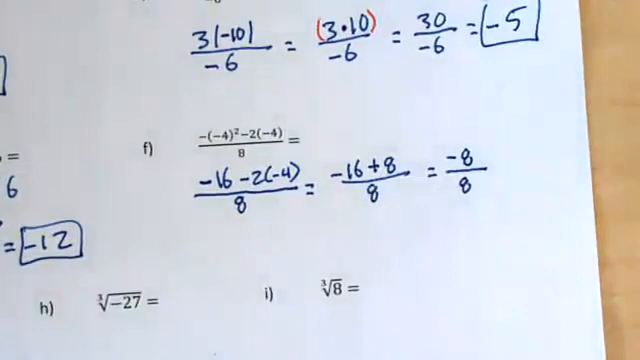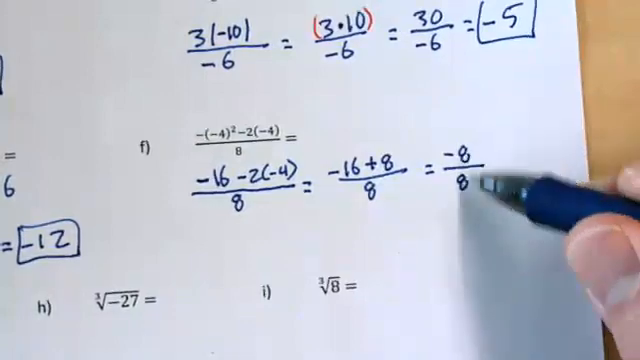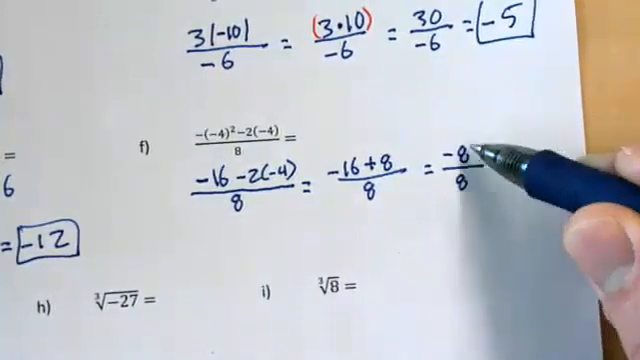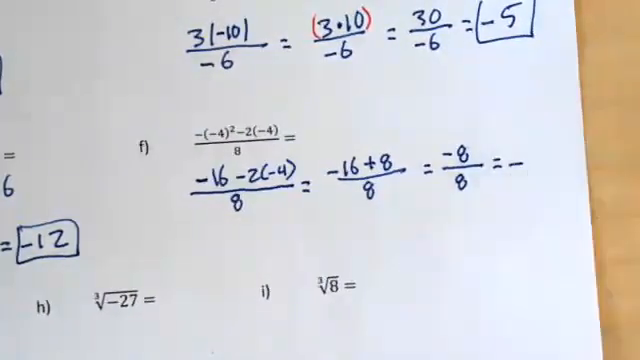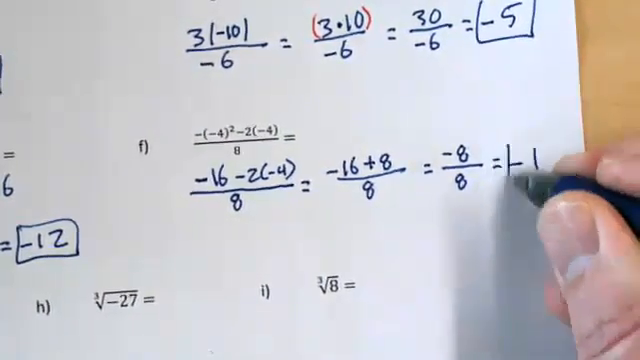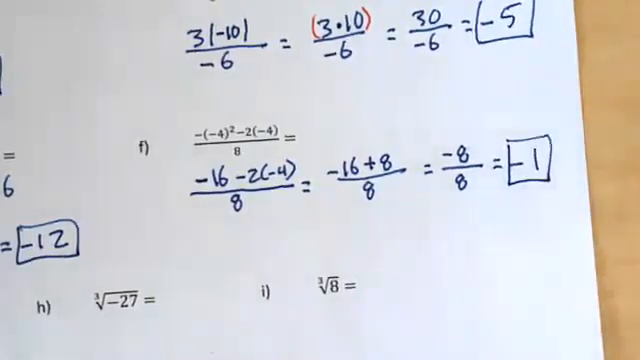And now that we've got it down to a single number in both the top and bottom of the fraction, we can go ahead and do our division. So we've got a negative divided by a positive. That's going to give us a negative answer. 8 divided by 8 is 1. Negative 1 for our final answer.